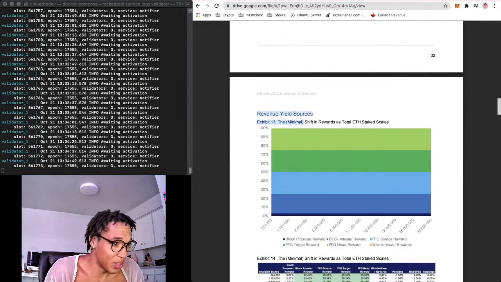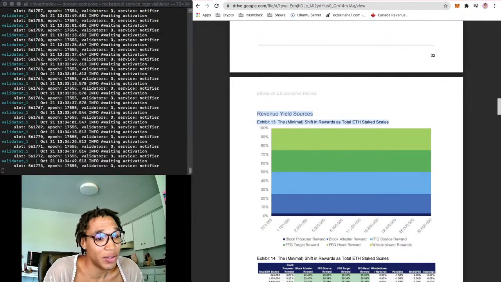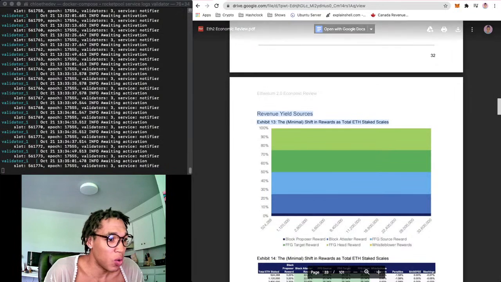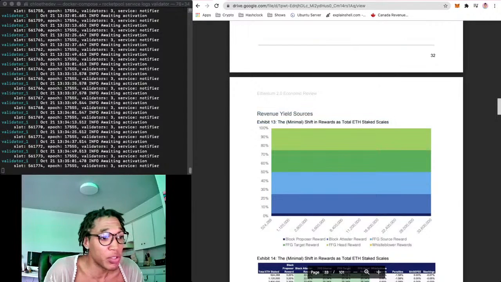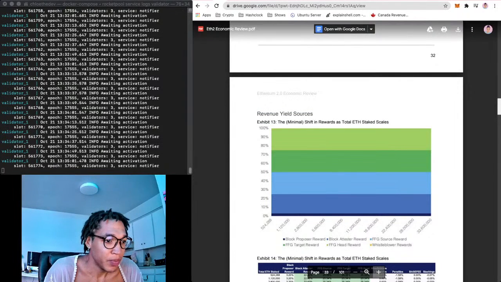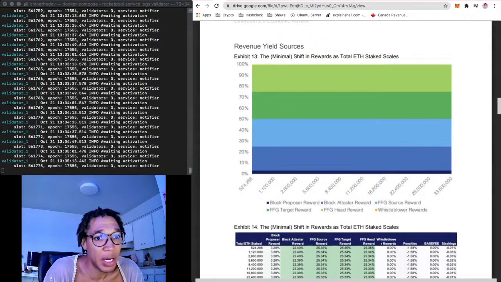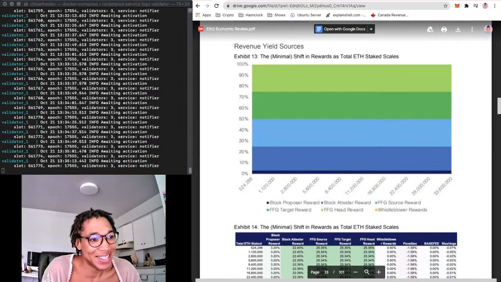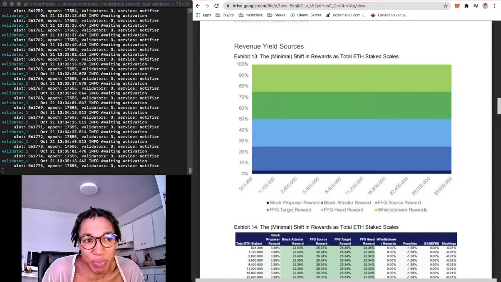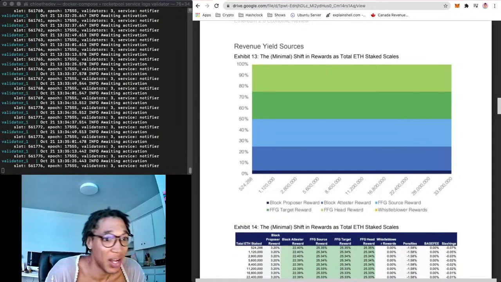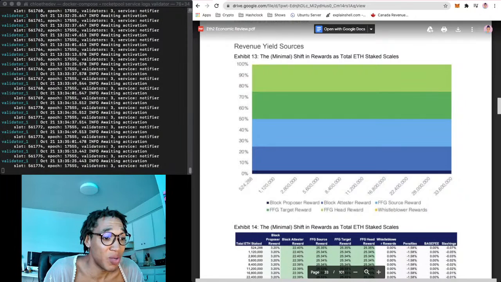And this is the yield sources. This is where you're going to get your money as a validator, or where you get your funds. So you get rewards for proposing blocks, but you only propose one block per epoch, as far as I recall. Because you're only proposing one block per epoch, that blue line at the bottom is pretty small. A large part of your reward is going to be the block attester reward, that voting on each block saying which block is correct, which block is not correct. So that's a pretty big chunk of your reward.